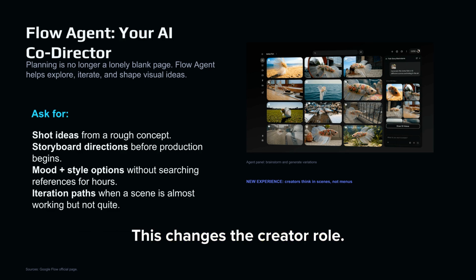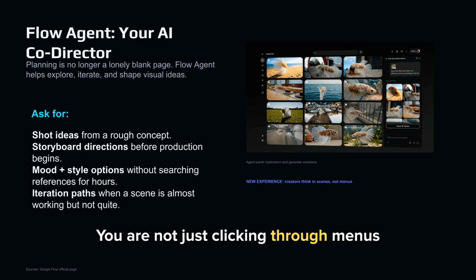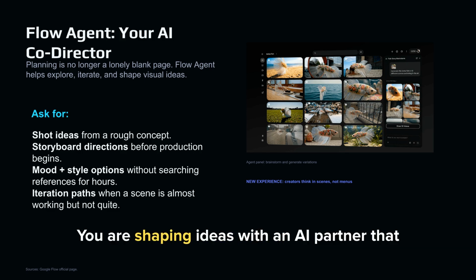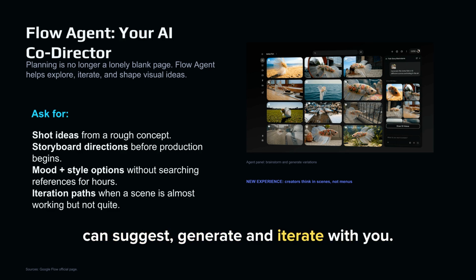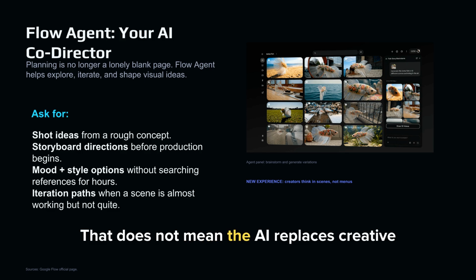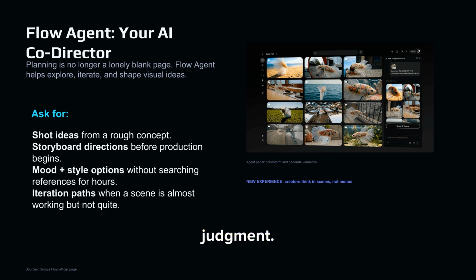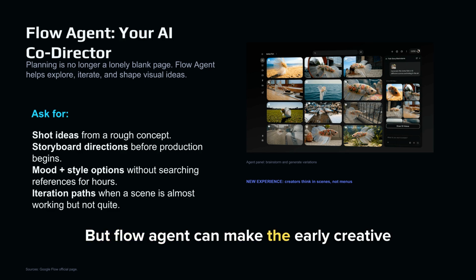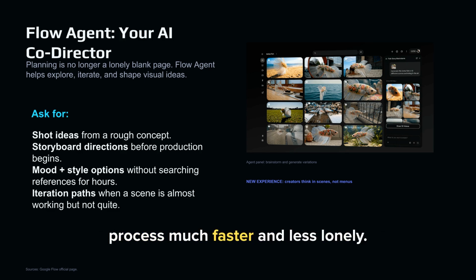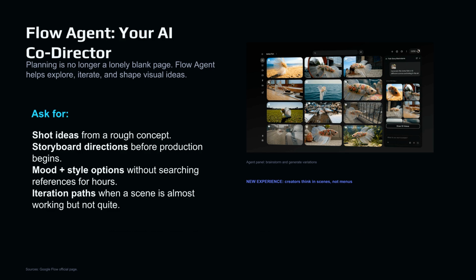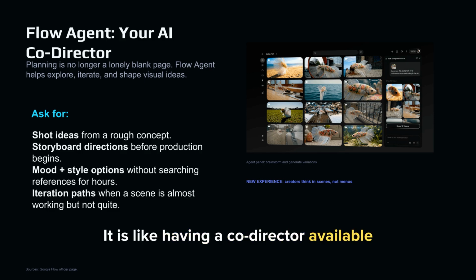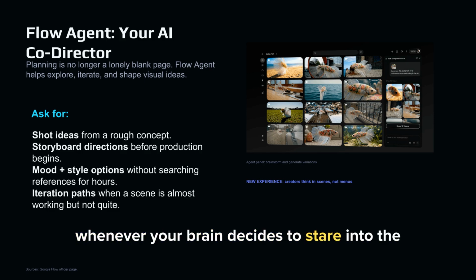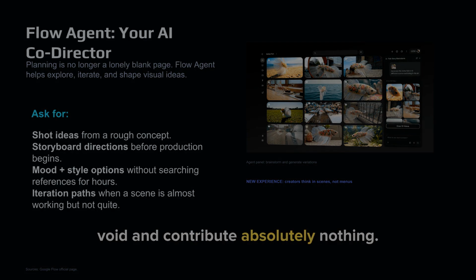This changes the creator's role. You are not just clicking through menus anymore. You are shaping ideas with an AI partner that can suggest, generate, and iterate with you. That does not mean the AI replaces creative judgment. The creator still decides what works. But Flow Agent can make the early creative process much faster and less lonely. It is like having a co-director available whenever your brain decides to stare into the void and contribute absolutely nothing.